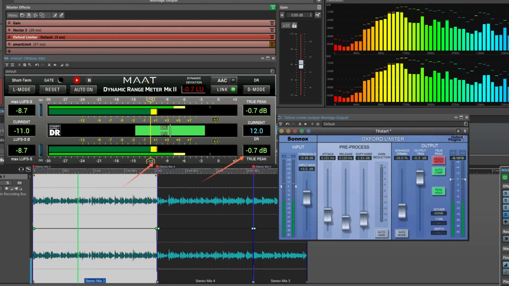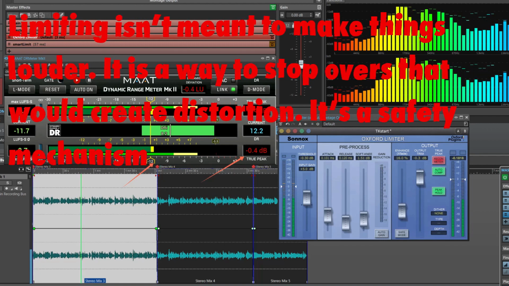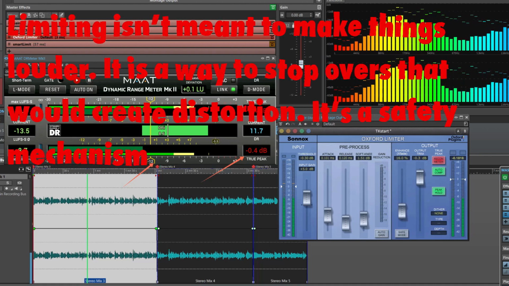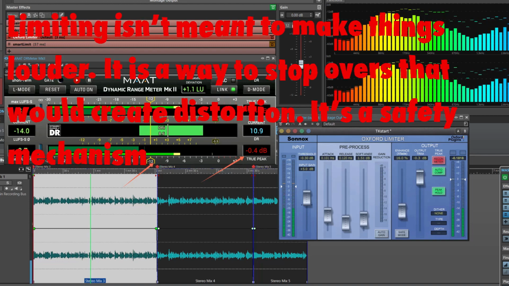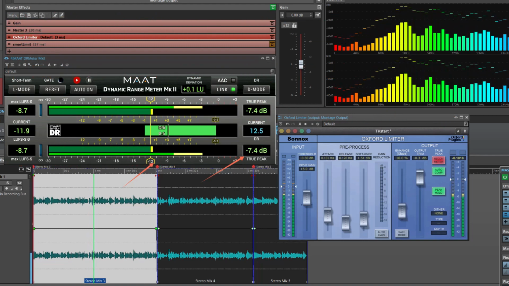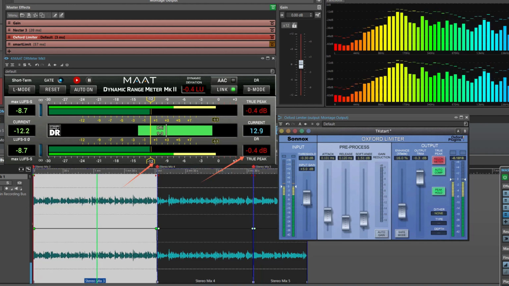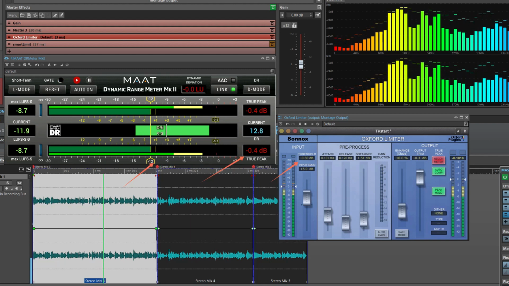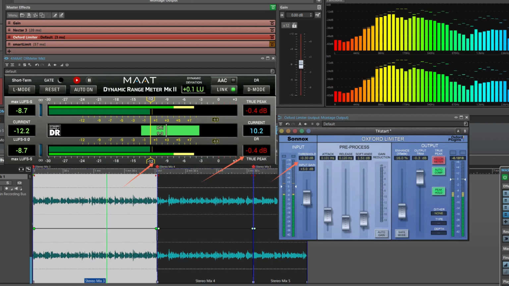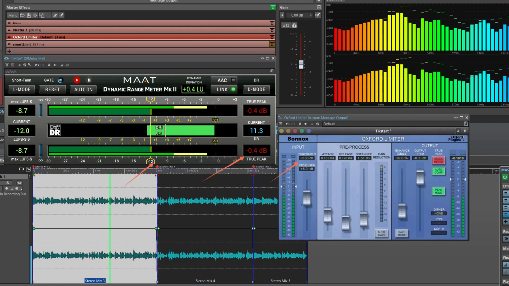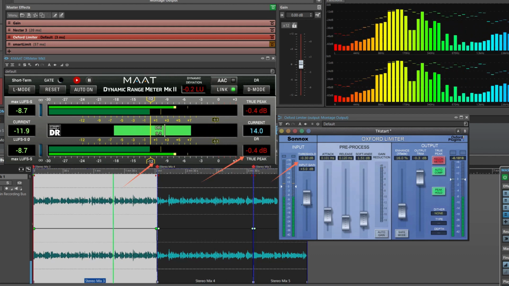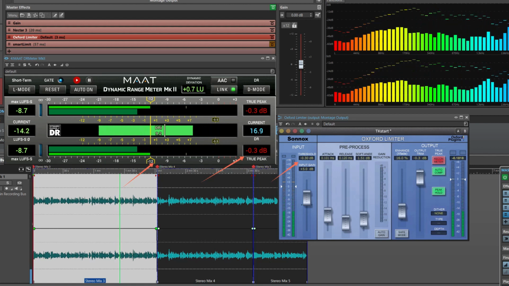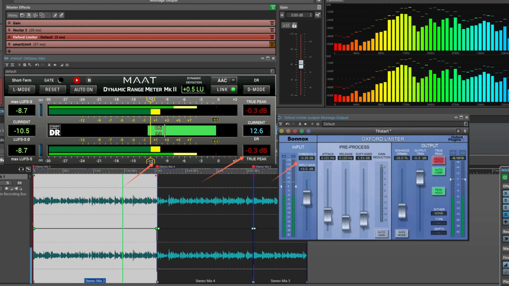And please note that limiting is not meant to make things louder. It is a way to stop overs that would create distortion. It's a safety mechanism. Now, as for the Sonnox limiter, usually I set my threshold at minus 0.3 dB. It means that the limiter will start working at minus 0.3 dB. It is very close to the ceiling, and the action depends on how hard our signal is pushing against the ceiling. It depends on the structure of our input signal. Of course, in any case, we will definitely have some overs.